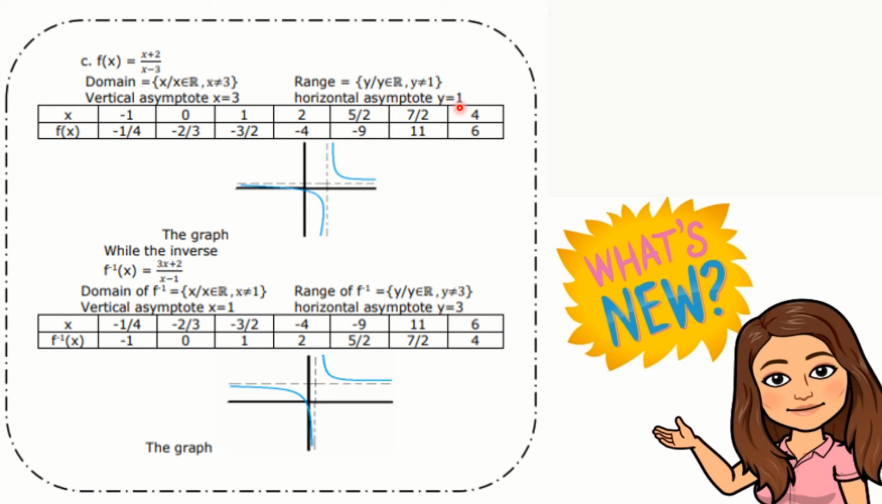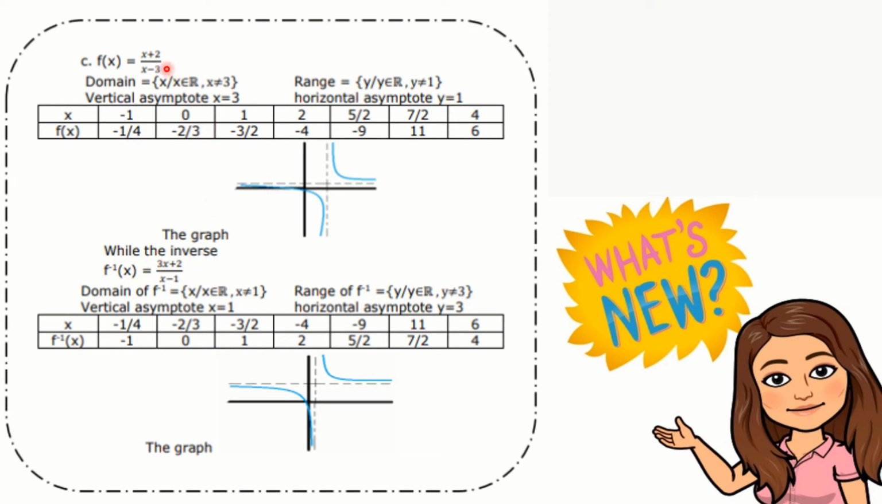Now, to get the horizontal asymptote, since they have the same degree, degree 1, we get the ratio of the leading coefficients of the numerator and the denominator. In this case, 1 over 1. So we have the horizontal asymptote y is equal to 1, as shown here. But that becomes the vertical asymptote of our inverse function, as shown here. So the range involves all real numbers except the value of the horizontal asymptote, except for when y is equal to 1.